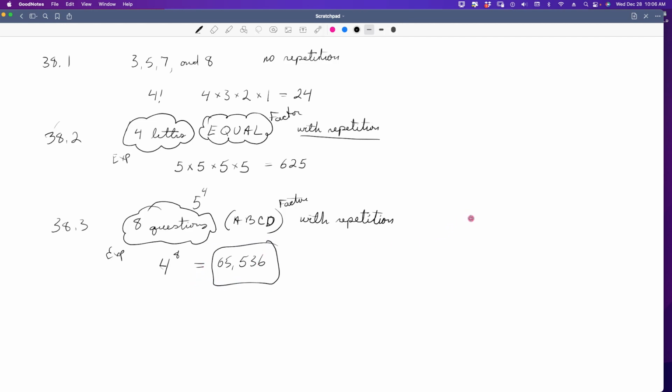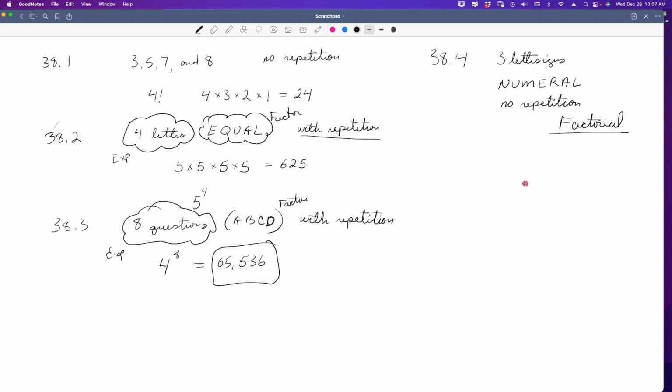Last one, 38.4. I think I can do it right up here. How many 3-letter signs can be made from the letters in the word numeral? So we have 3-letter signs. The word is numeral. But we have no repetition. It's telling us that. It says no repetition. So if it says no repetition, by default, this is factorial.